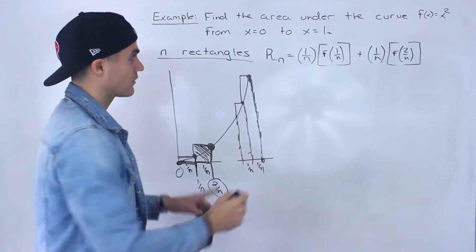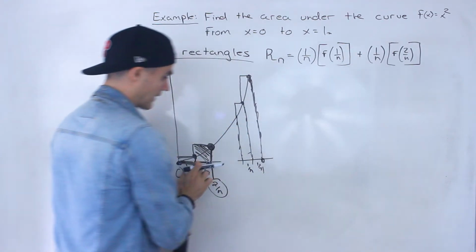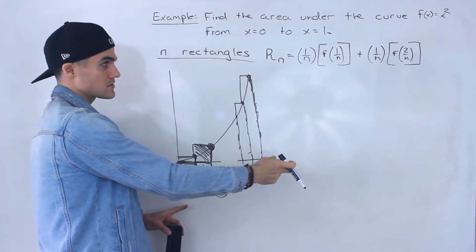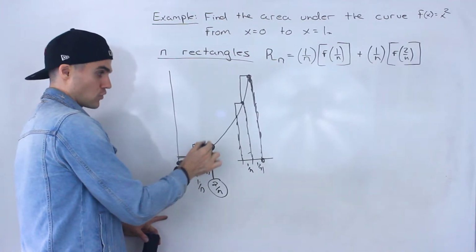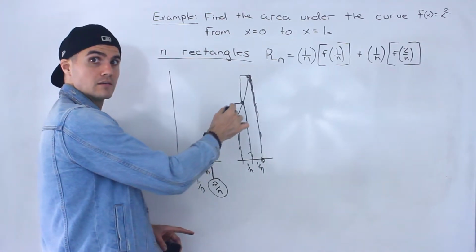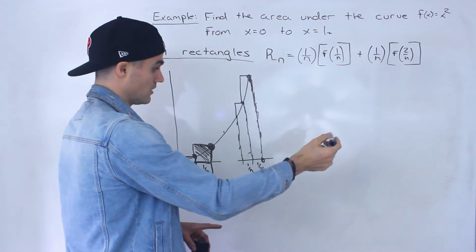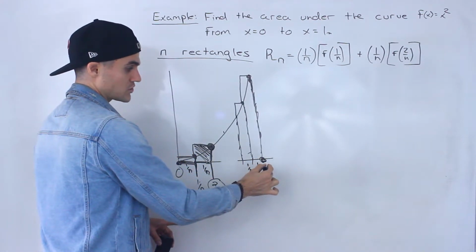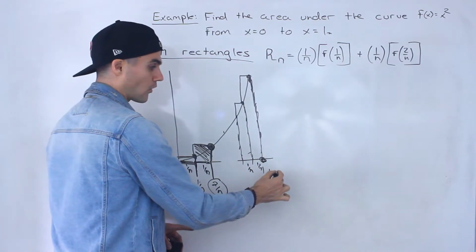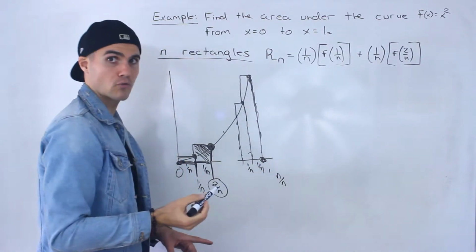And that's pretty much the pattern. It's still going to stay 1 over n, the lengths of each of these rectangles, but the height is going to be first f of 1 over n, f of 2 over n, f of 3 over n, etc., all the way till we get to this point, which is at an x value of 1 or at an x value of n over n.